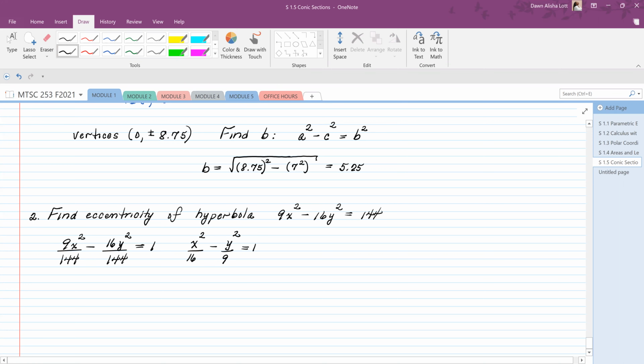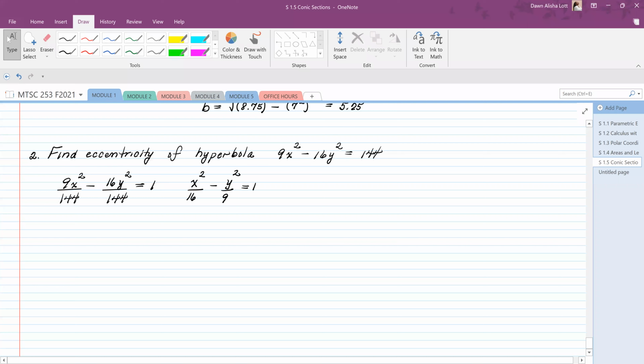So again, that's easy to graph. Okay, so to graph that, it's very easy. My center is (0, 0). So now I need to go in the x direction 4: 1, 2, 3, 4, and in the y direction 3: 1, 2, 3. I can draw a box just like this.